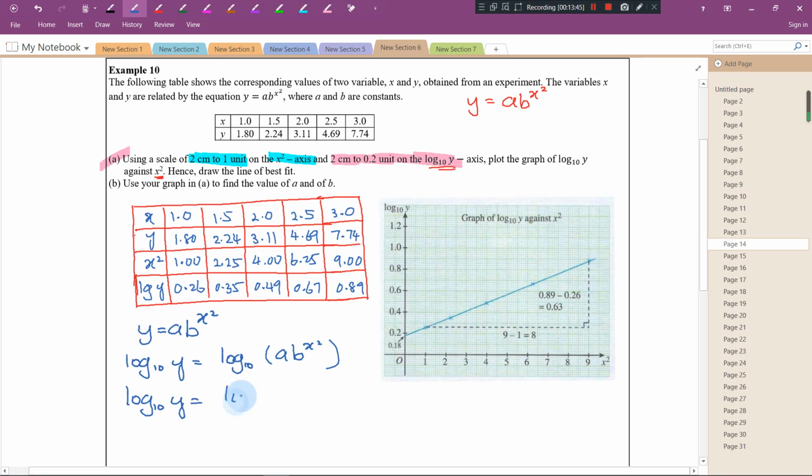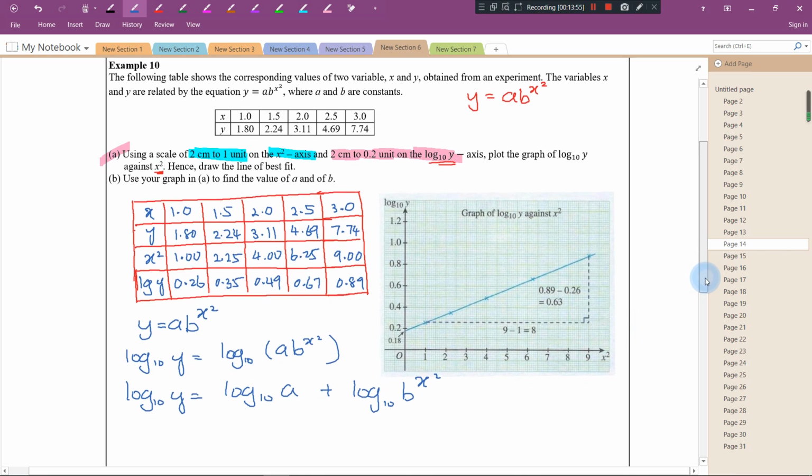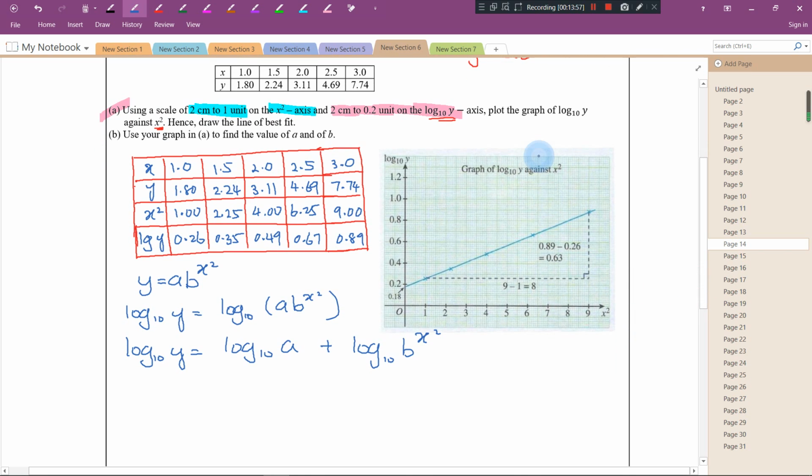This should be no problem. You just break it, become two parts, become plus. I need to know the gradient, what is represented by the gradient, and the y-intercept. Okay, I can bring the x squared go down here.